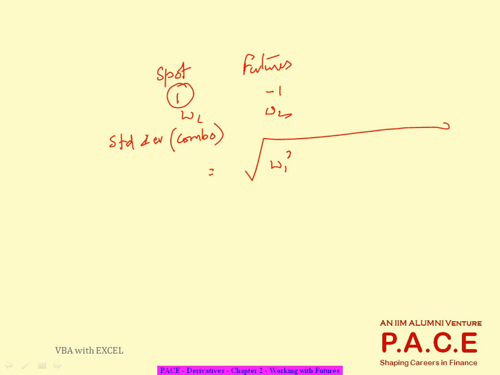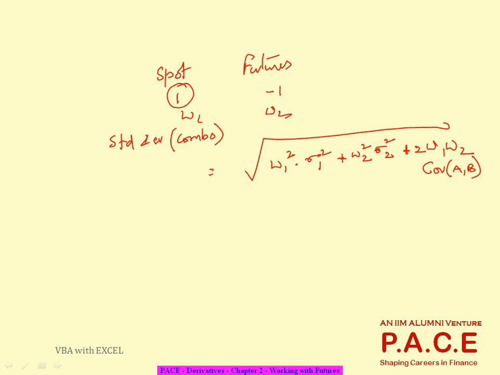So my combination risk will always be like W1 squared, the standard deviation of the first one squared, plus W2 squared, the combination of these two squared, plus 2 into W1 into W2 into the kind of covariance that is existing between the two securities.